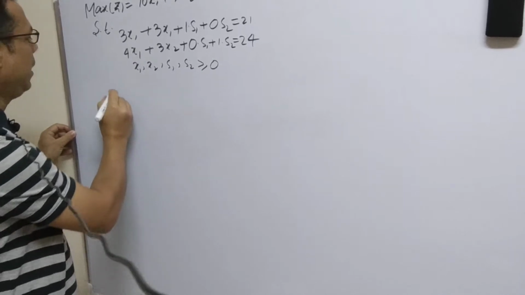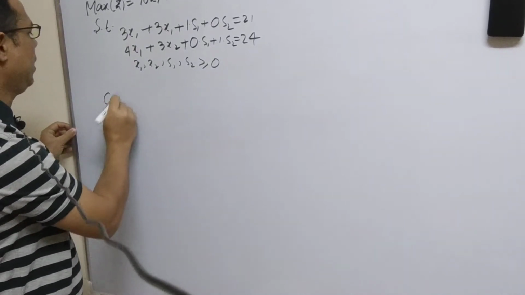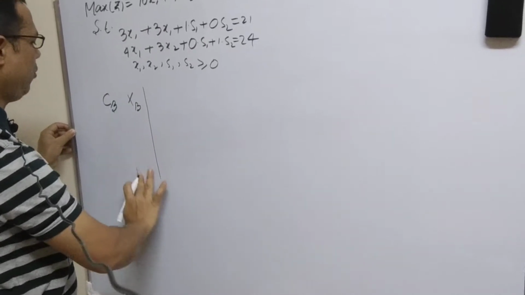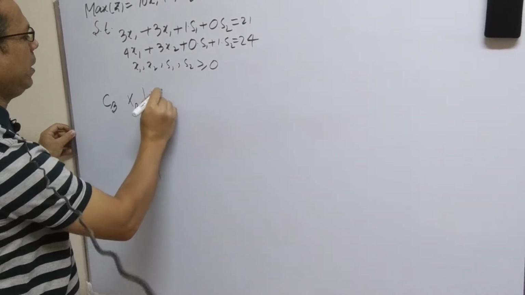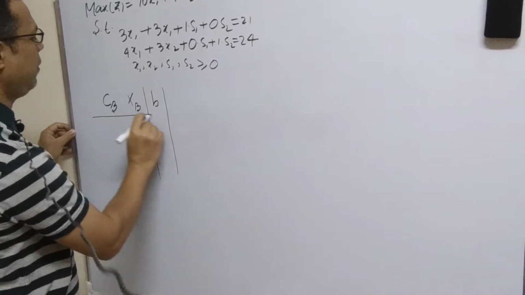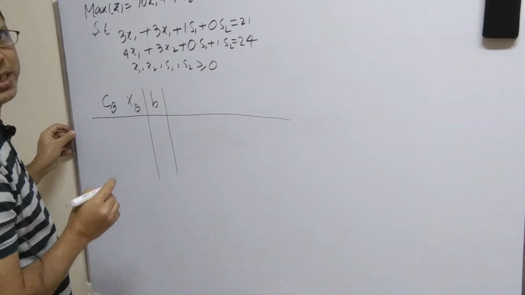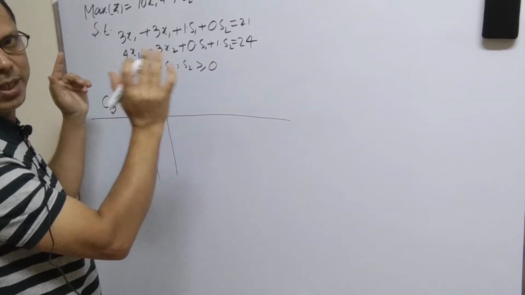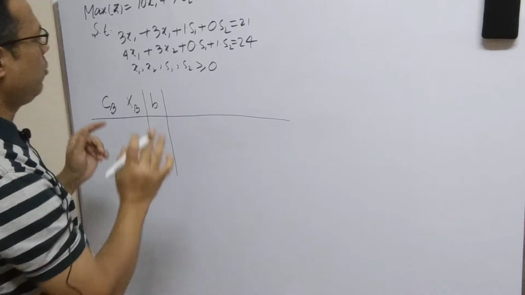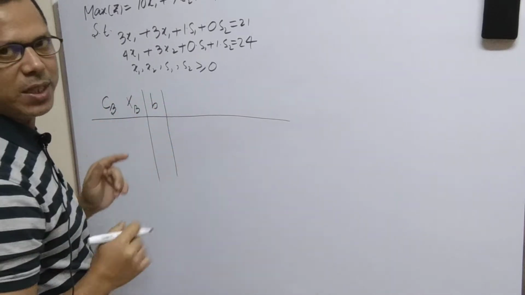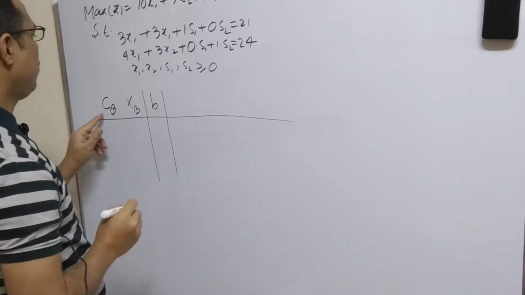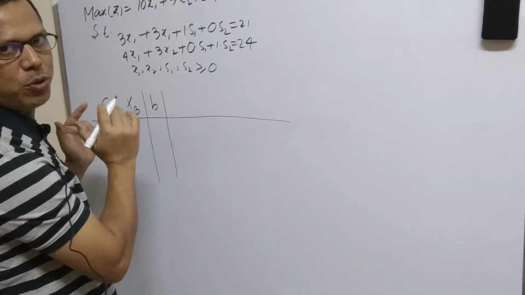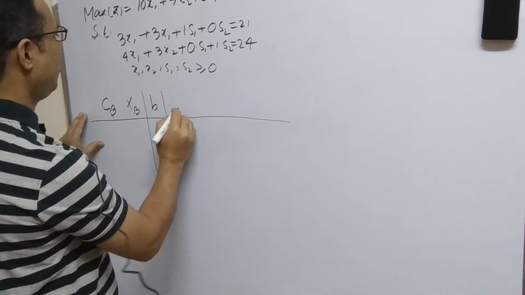We need to draw it in this form: CB, XB. What CB and XB are, I will explain in detail. Then you need to write B, then draw. It is a fixed format. You cannot make any changes in the table. Whenever you are asked to apply the simplex method and solve a given linear programming problem, you need to draw a table in this form. This is a very easy and simple method. You just need to remember which variables go at which positions, and put in the respective values.